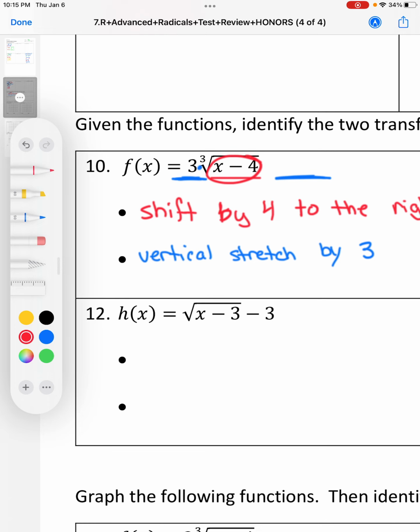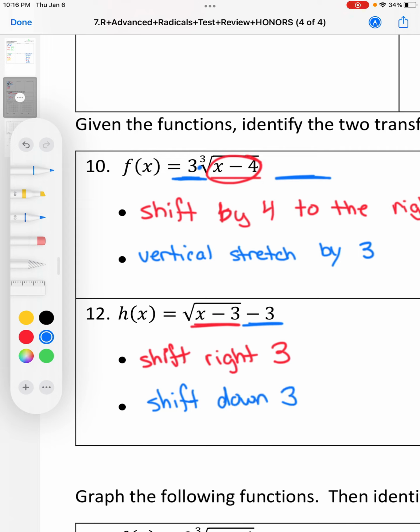Okay, let's look at question 2. So again, inside affects x, outside affects y. So we're going to shift right 3, and we're going to shift down 3. Okay, see how this is subtraction. It's different than here. Over here, we're multiplying, so that's why it's a stretch. When we're adding and subtracting, we're shifting.